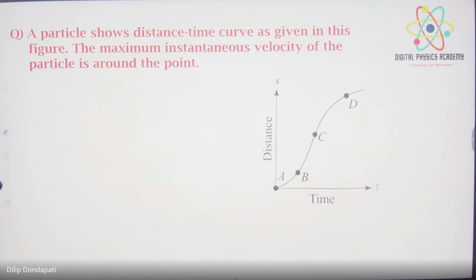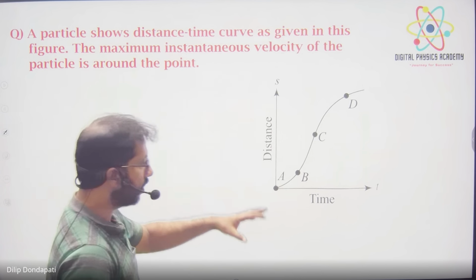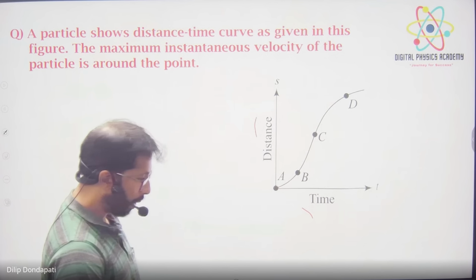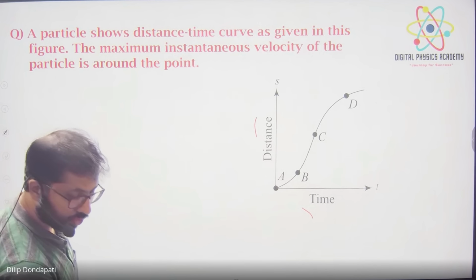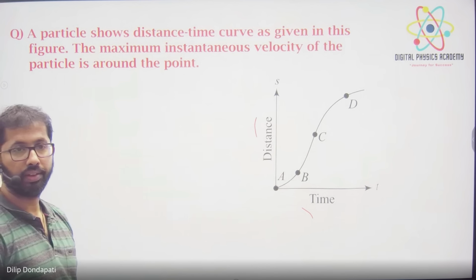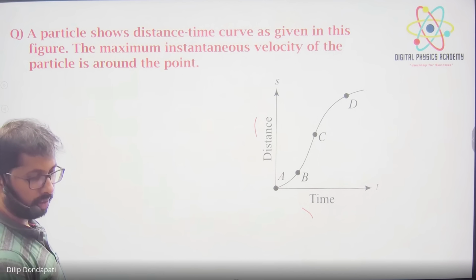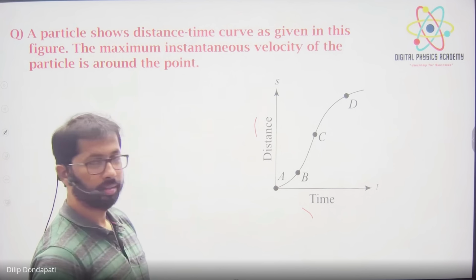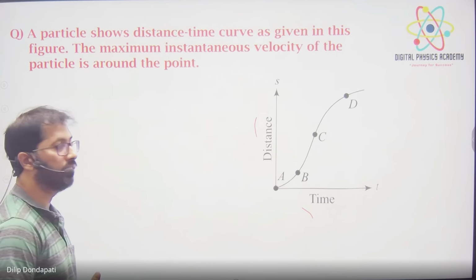A particle shows the distance time graph. The maximum instantaneous velocity of the particle is around which point? I want the maximum instantaneous velocity. At which point is the velocity maximum? The distance time graph is given.